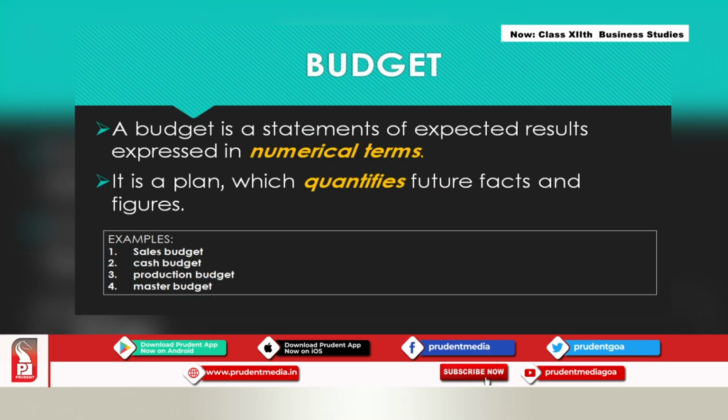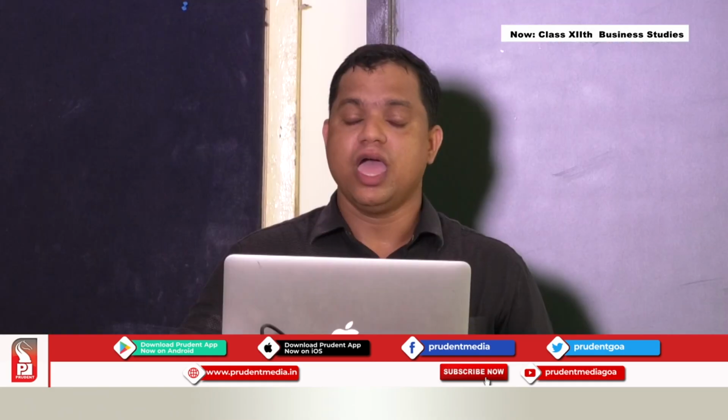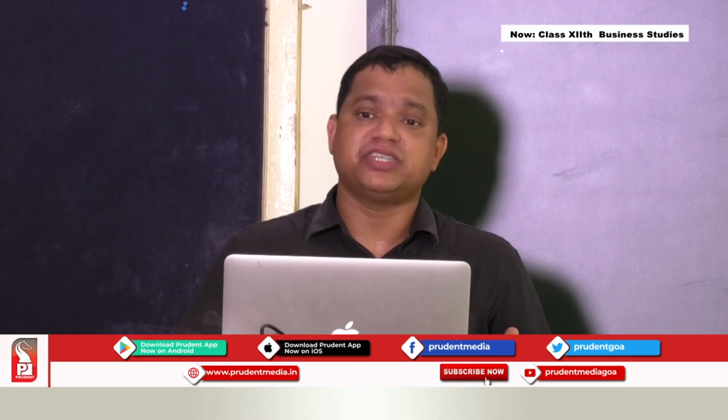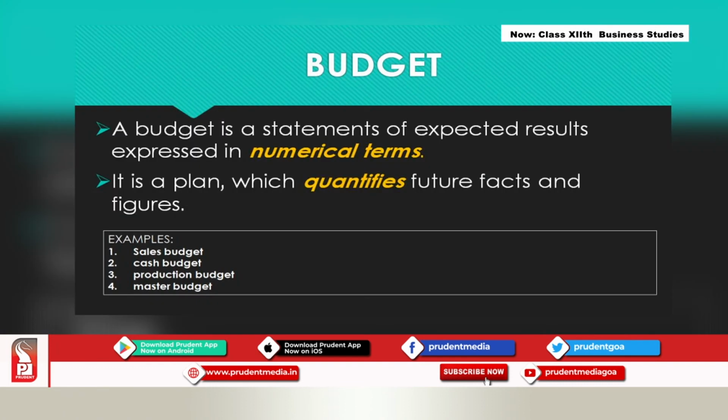The next type of plan is the budget. A budget is a statement of expected results expressed in numerical terms. It is a plan which quantifies the future facts and figures. As we know, in India we have a budget. Similarly, in the business organization, we prepare a sales budget, cash budget, production budget, master budget, or an advertisement budget. So my dear students, we have now discussed the different types of plans.